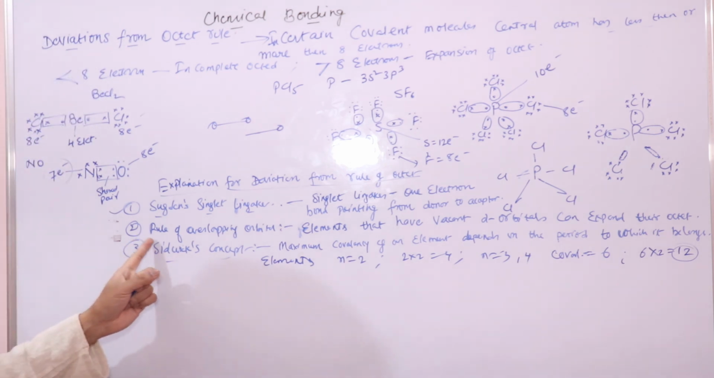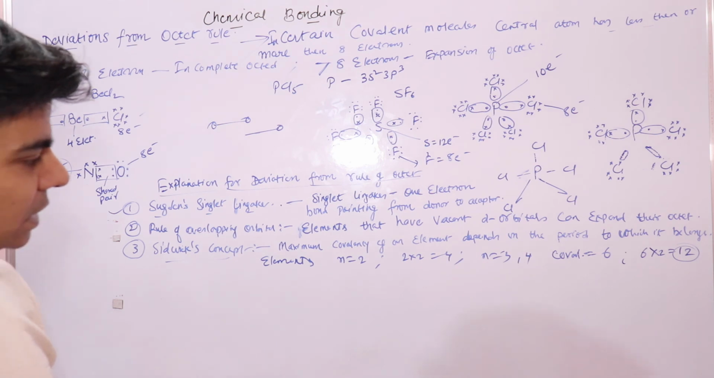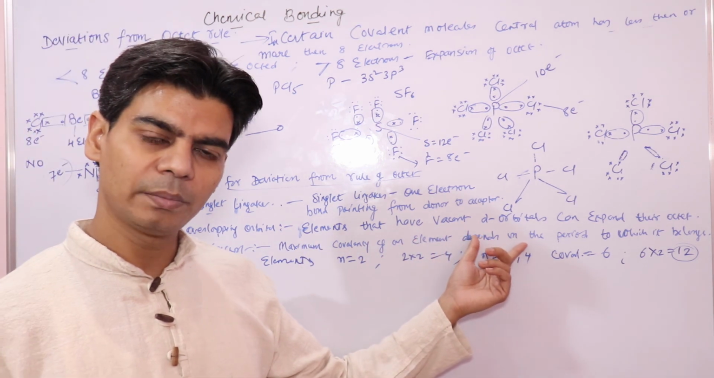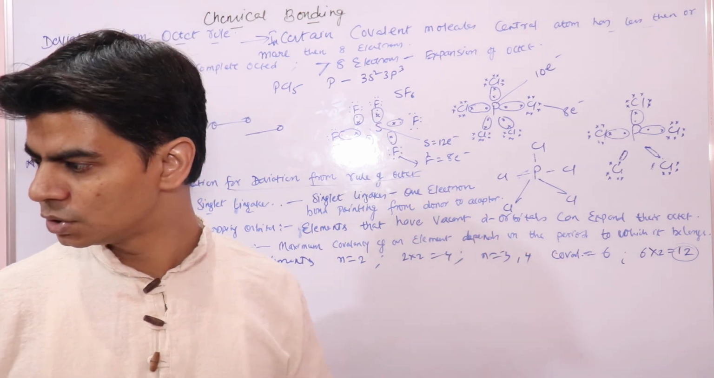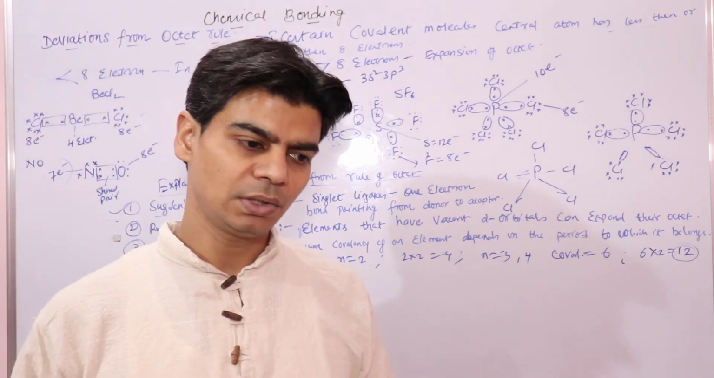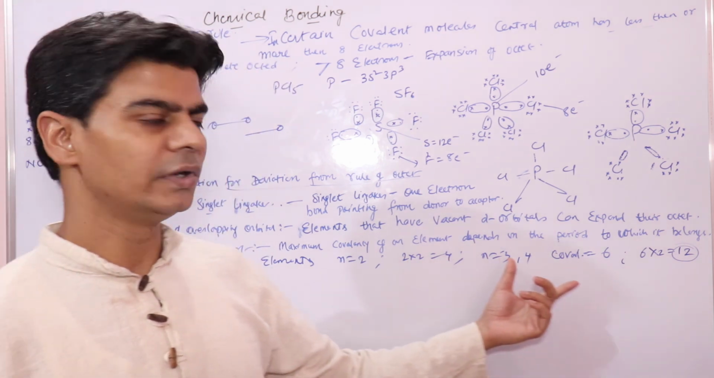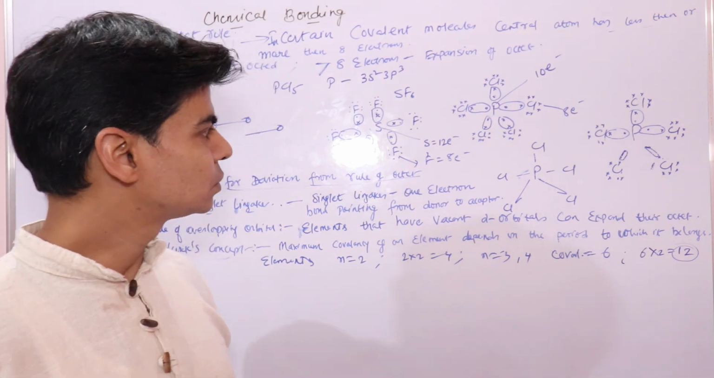The second rule is the rule of overlapping orbitals. That says that elements that have vacant orbitals can use their vacant orbitals to expand their octet, and this is based on the covalency concept. So I hope this is clear.